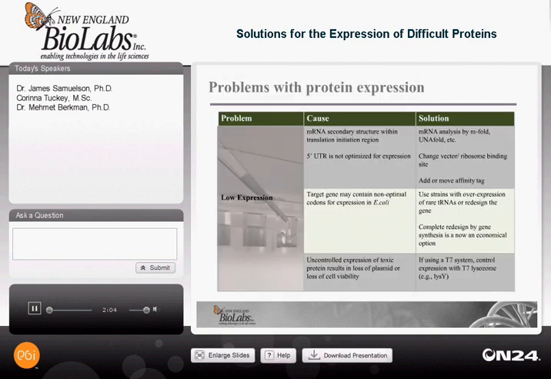First, let me address the problem of low target protein expression. Since many of today's expression vectors encode Shine-Dalgarno sequences, it is easy to overlook problems with translation initiation. When designing expression constructs, make sure that the vector does indeed encode a properly spaced ribosome binding site, and also analyze for secondary structure at the 5' end of the messenger RNA. This analysis may be accomplished with software programs such as mFold, Unifold, and other similar programs. If you find that the 5' UTR is not optimized for expression, then simply change the vector, the ribosome binding site, or adding an affinity tag at the N-terminus often enhances expression.